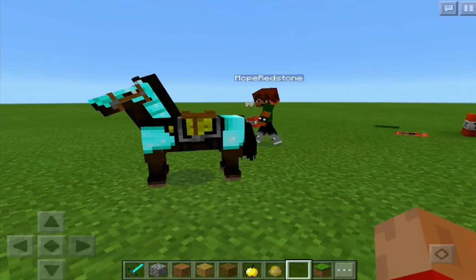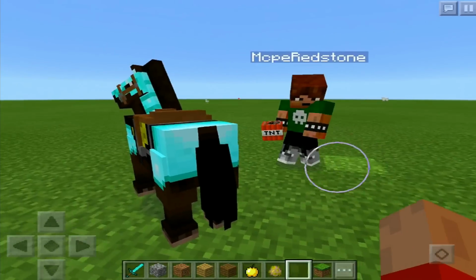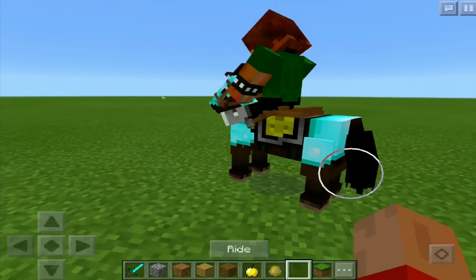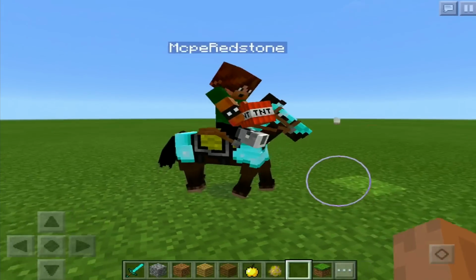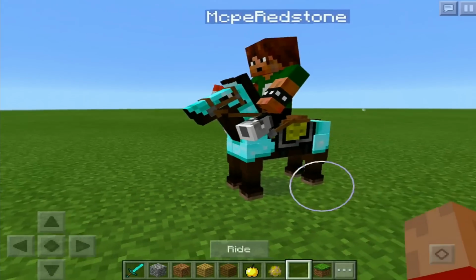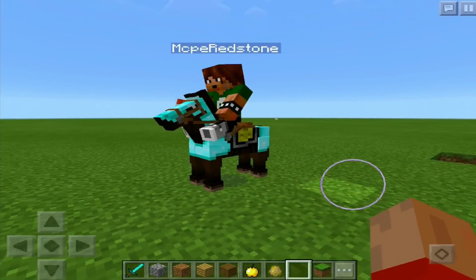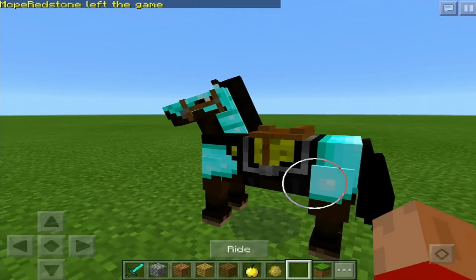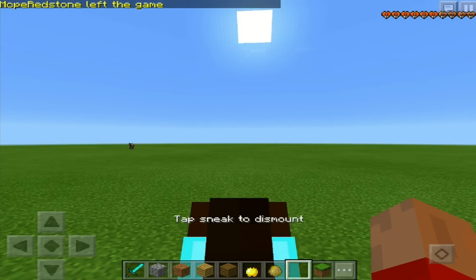Okay, anyway. So basically how the glitch works is one person gets onto the horse, so Aniski. Step one, go on the horse. Step two, he has to exit the game. And the person that goes on the horse should be the one that is not hosting the world. Yes, so it's my world, so Aniski is player number one who gets onto the horse. I go out of the world. Then I get onto the horse, and then he joins back.